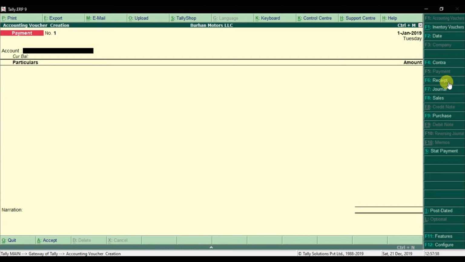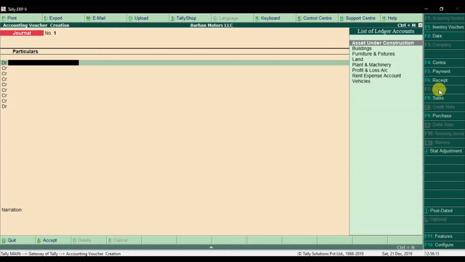If you're receiving a bank loan, debit is bank, credit is bank loan, receipt. Clear? Right? Okay. After that, a receipt voucher. Next we have F7.